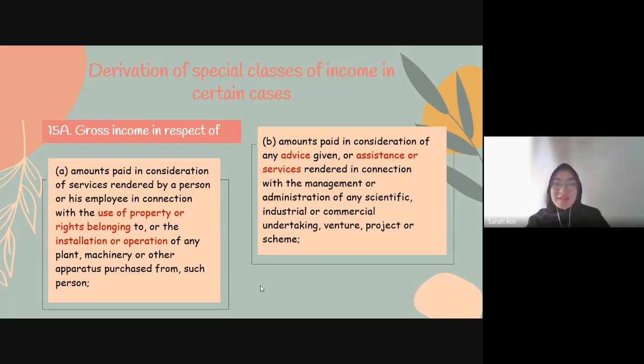And then for 15AB, the amount paid in consideration of any advice given, or assistance or service rendered in connection with the management. This is the advice on the management or administration of any scientific, industrial, or commercial undertaking, and so on.